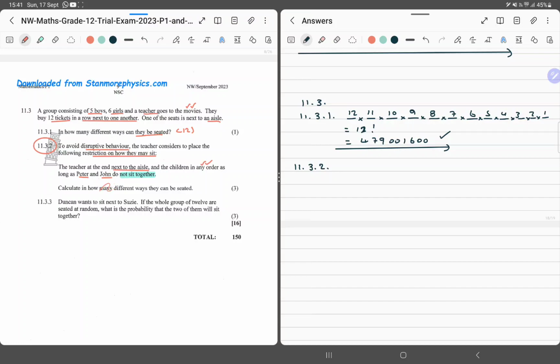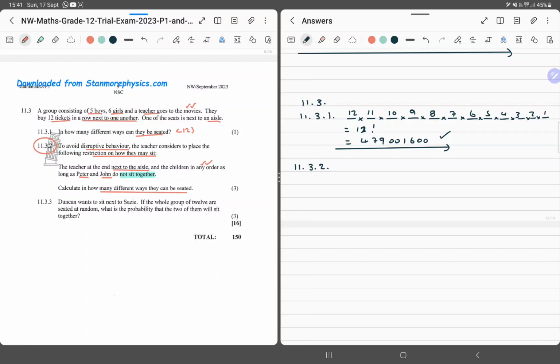Okay, so now calculating how many different ways can they be seated. Okay, so now this one is pretty silly. It's a silly question. But remember, at random, there are 12 factorial, right? Meaning they can sit in any order. You may find Peter next to John as many times as it is possible at random under normal circumstances, which is part of that 12 factorial.